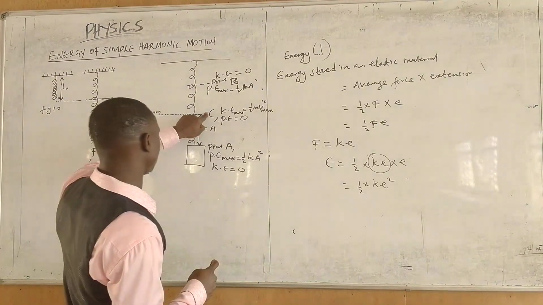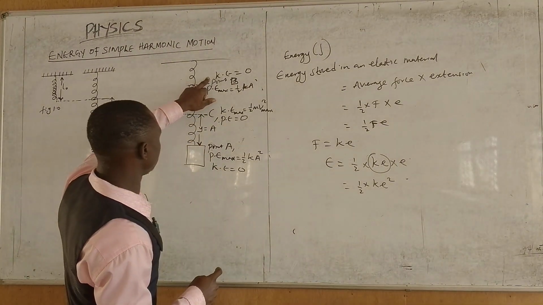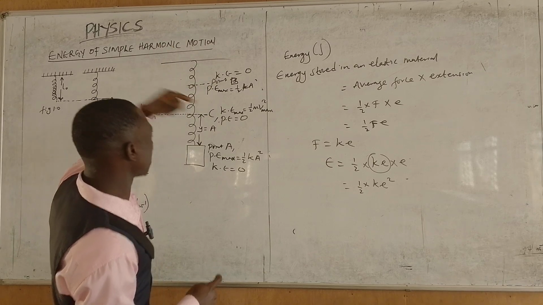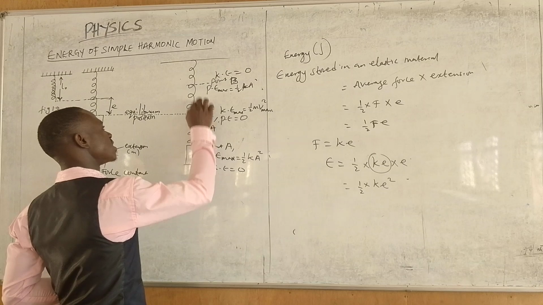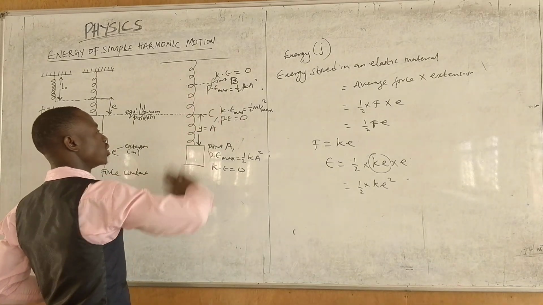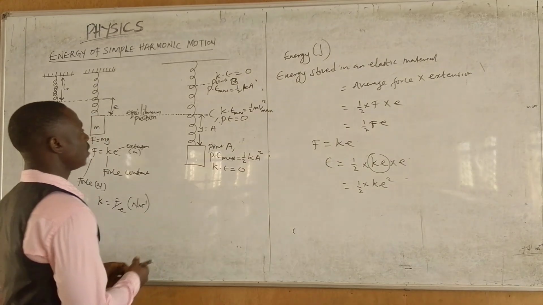Total energy at C is equal to total energy at B, and it's also equal to the total energy at A. Energy at any point along the path of the motion is constant according to the principle of conservation of energy. Now, let me pick another point.